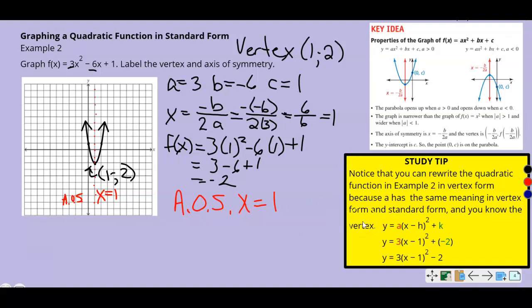Make sure you look at the study tip over here. It says, notice you can rewrite the quadratic function in example 2 in vertex form because a has the same meaning in vertex form and standard form. So just like what I said before, you could rewrite that. You already know what a is. Once you find the vertex, you could write that in vertex form very quickly. So a is 3, your vertex is (1, -2), so you plug that into vertex form. This equation is equivalent to this equation here. So standard form and vertex form are two different equations that represent the same function.